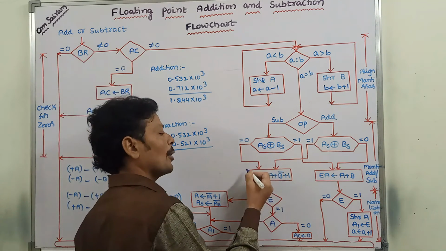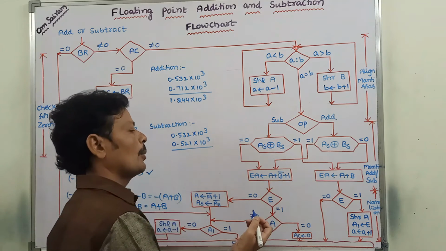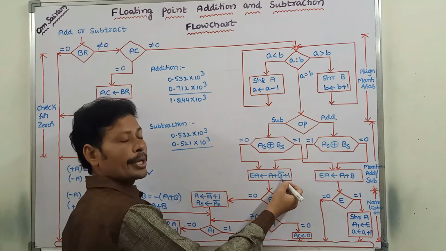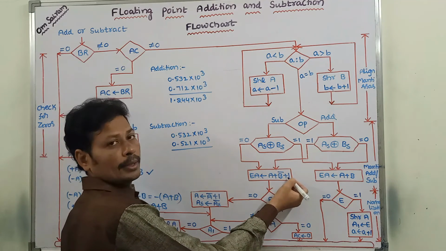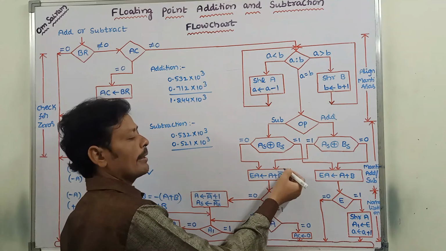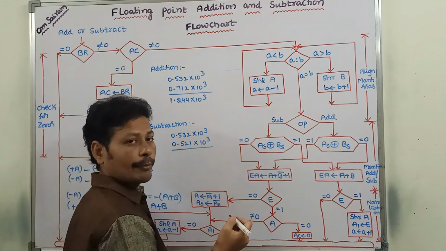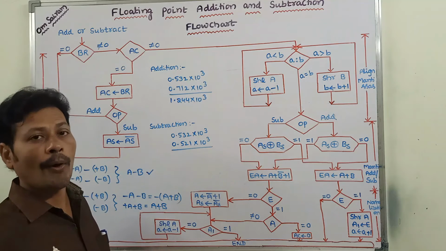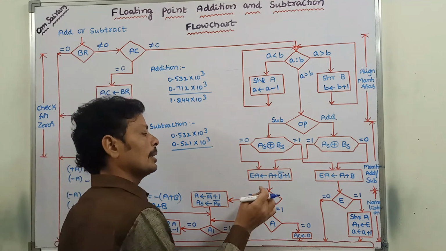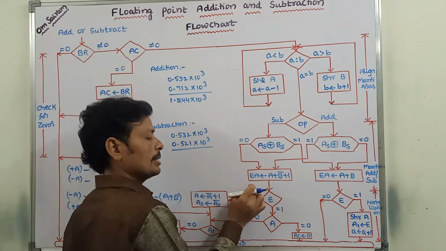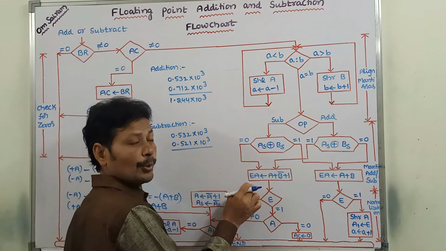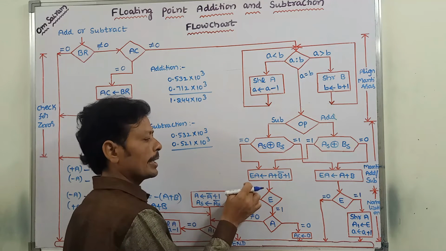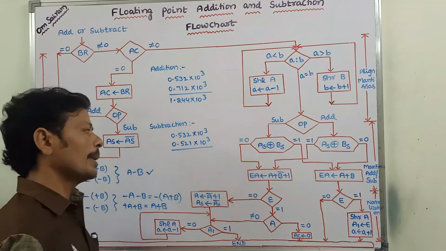So how are we performing the subtraction operation? We are taking the complement of the second floating point number plus 1. Then we are getting the 2's complement of the second floating point number, that can be added with the mantissa of the first floating point number. Whatever the result we are getting, that result can be transferred to A. If any carry is generated, that carry bit can be transferred to E.